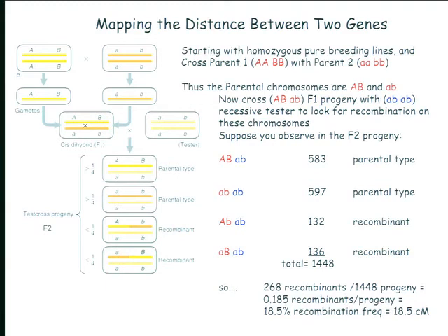So you have 268 recombinant events out of a total of 1,448 progeny. That equals 0.185 recombinants per progeny, or 18.5% recombination frequency, which we express then as 18.5 centimorgans. So can you then say that allele A is linked to allele B on the chromosomes? Anybody? It is, yes. They are linked because the recombination frequency is less than 50%.